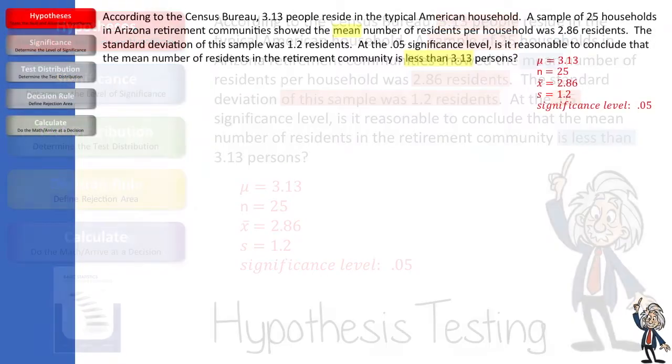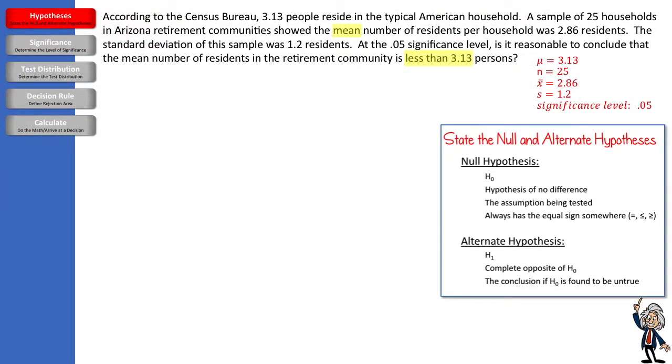Okay, the first step of hypothesis testing is to state the null and alternate hypotheses. So we'll need an H sub 0 and an H sub 1. I like to start with the H sub 1 because it's often stated in the question. In this case, the question is asking if the mean number of residents is less than 3.13 persons. So there's our alternate hypothesis. Mu is less than 3.13. In contrast, the null hypothesis is the assumption that mu is greater than or equal to 3.13.